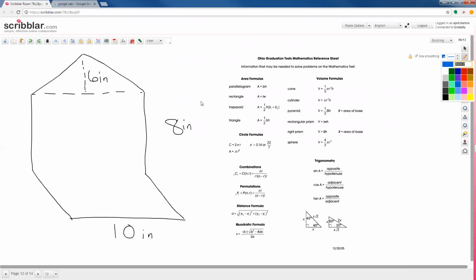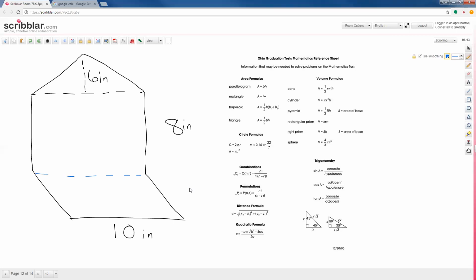Okay. So we have a parallelogram down here, a rectangle in the middle, and a triangle at the top. We need to look at each shape individually and find the areas of each shape. Now, I did forget in this original picture, I should have included one more piece of information. Now we can go and do it.